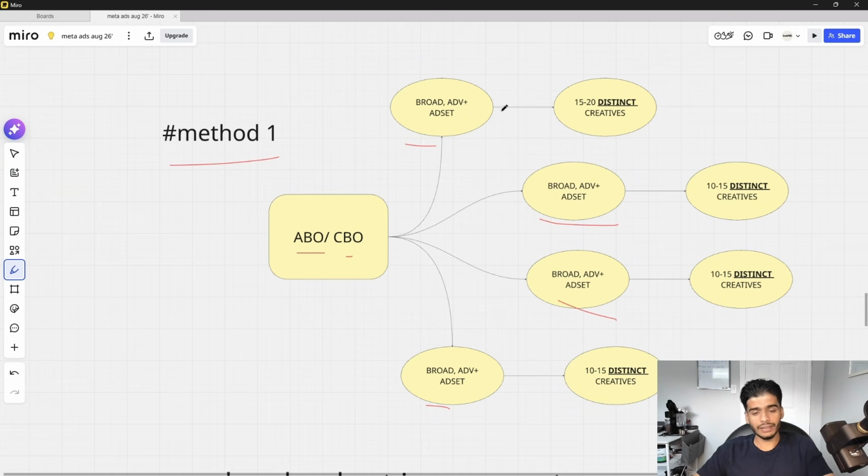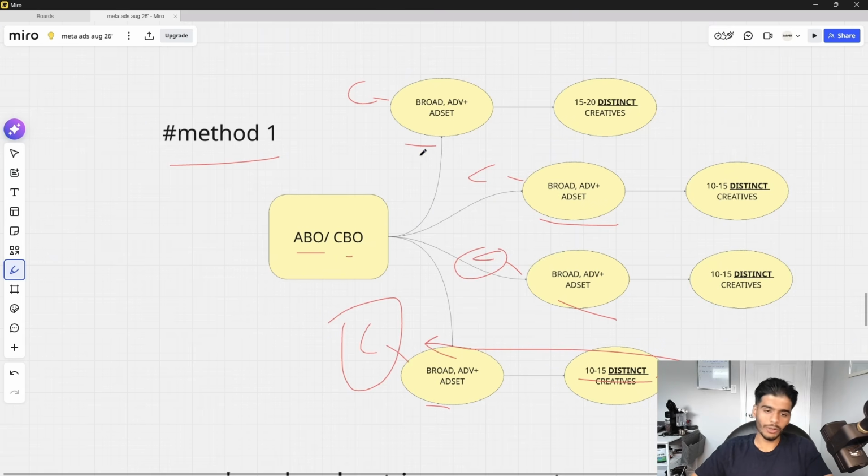And each ad set is a concept. Each ad set is a unique concept. Don't ask me what that means now, because you should know if you are spending this much. It's a unique ad concept each, and within that ad set, you have 10 to 15 distinct creatives, and all those creatives are testing different angles within the concept ideally.